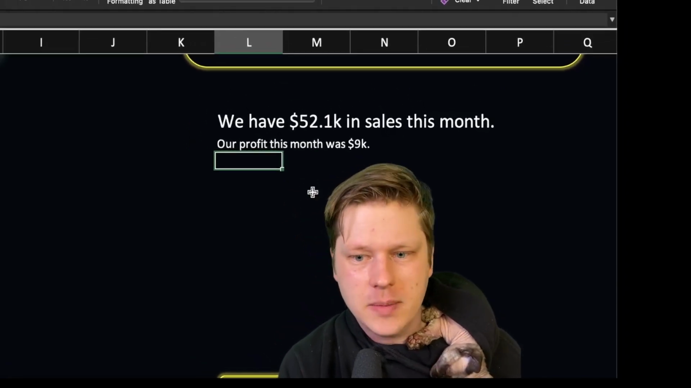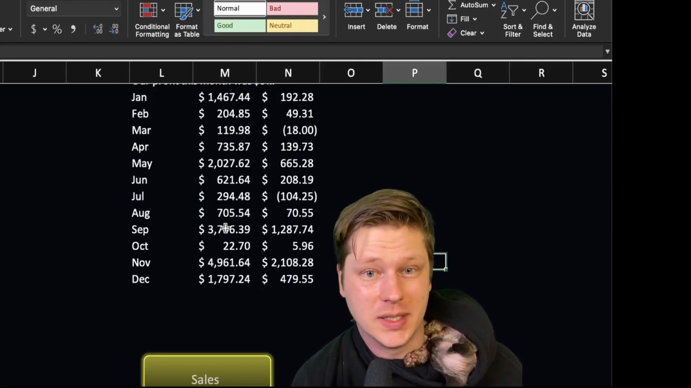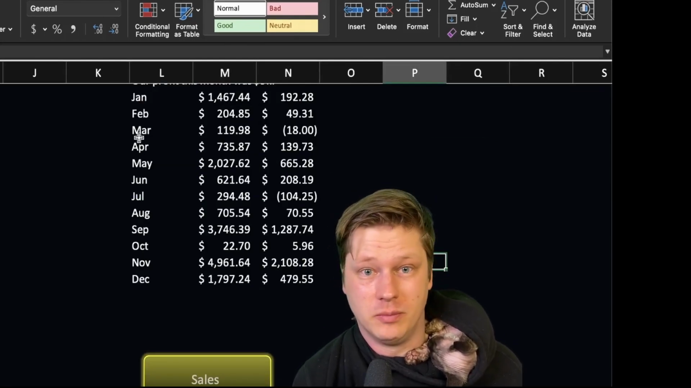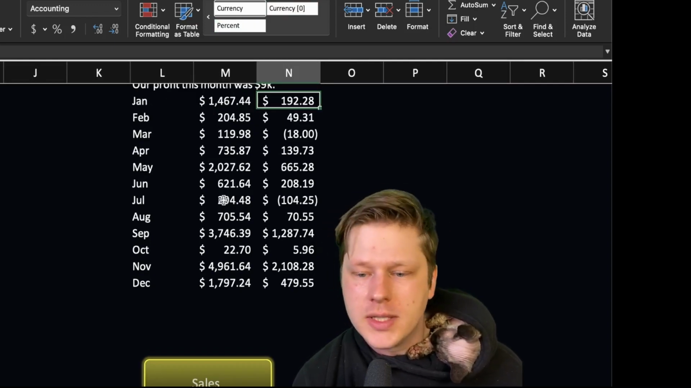So then we get a little bit deeper. What do we say here to show it over the last year? The simple answer that most people would use in Excel is to just make a table. Month over month, what's our sales, what's our profit? There you go, there it is. And that's useful, but it's a little hard to interpret.